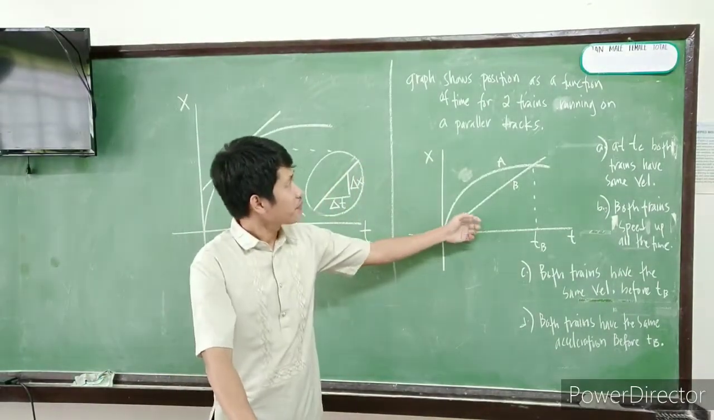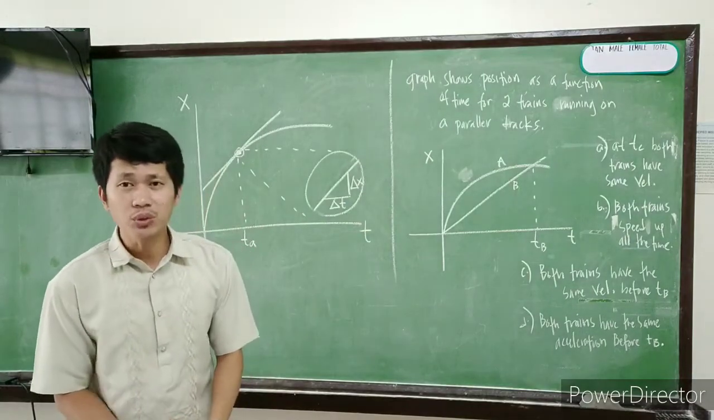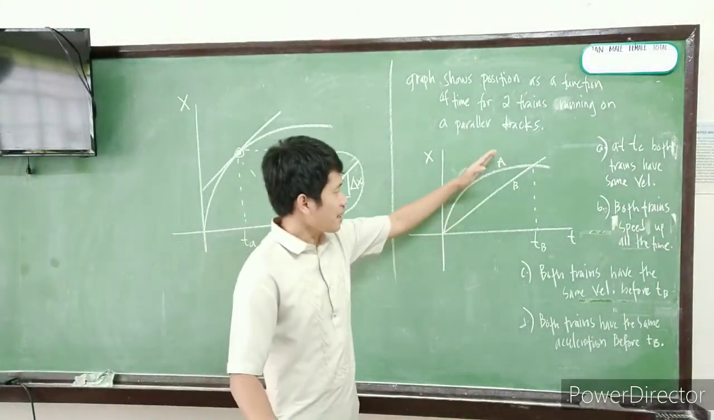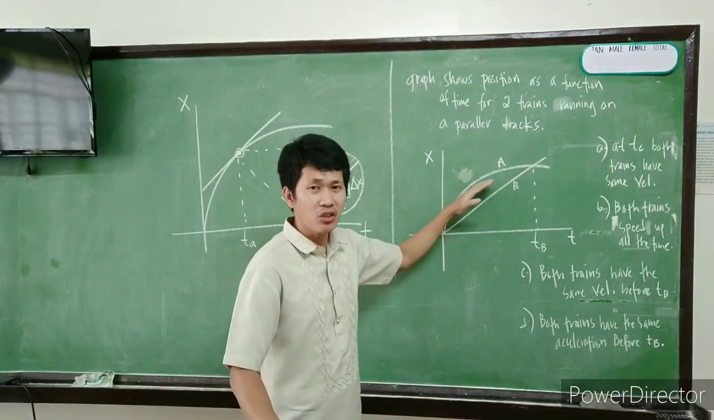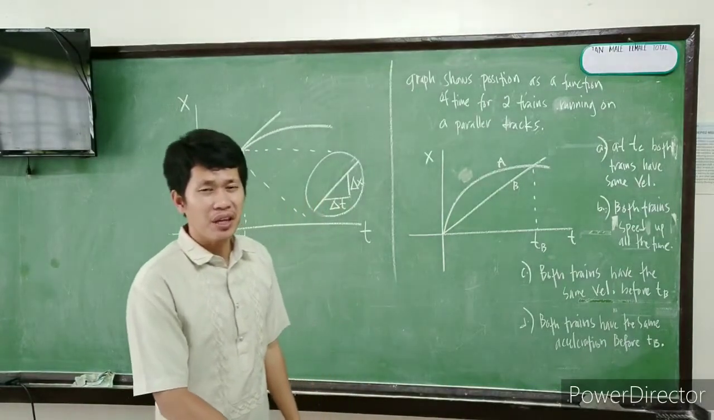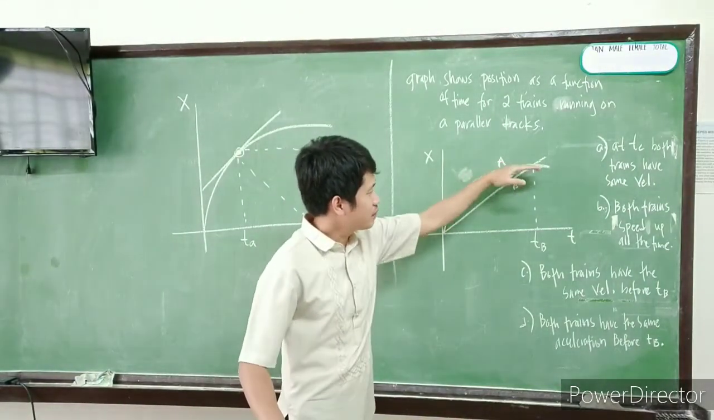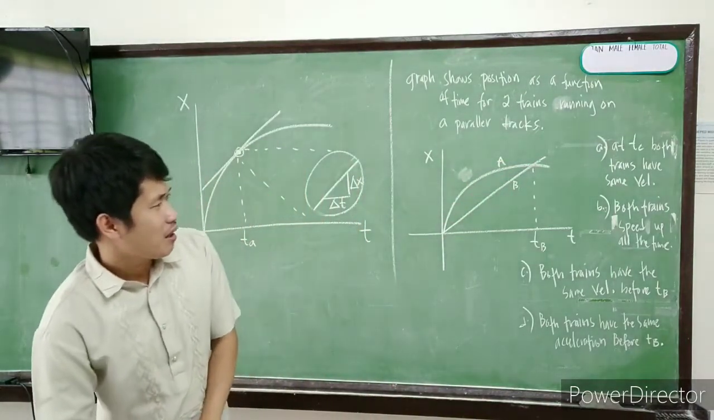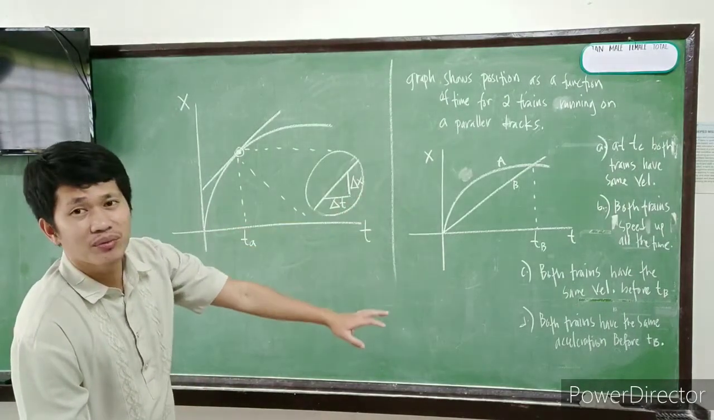You look at this graph. This graph shows position as a function of time for two trains running on parallel tracks. So, meron kang train A and then train B, and then ito yung mga lines nila, yung line ng position versus time nila. Okay? Ito yung motion nilang dalawa. For train A, ito, and for train B naman, ayan. So, based from that graph daw, which of the following statements is true?